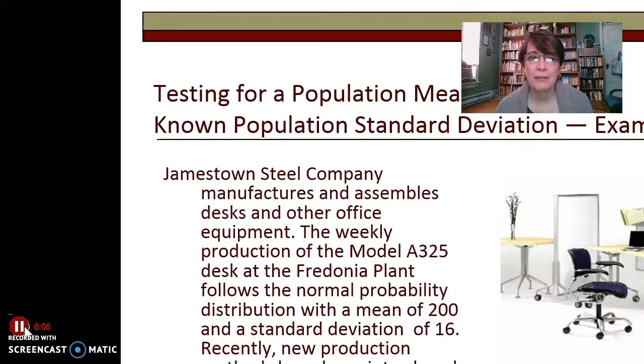So here we have a furniture manufacturer, and they produce this certain model, and here's our information about it, a mean of 200 and a standard deviation of 16. They started some new production techniques, and new people have been hired, and they want to see if there is a change to the weekly production.